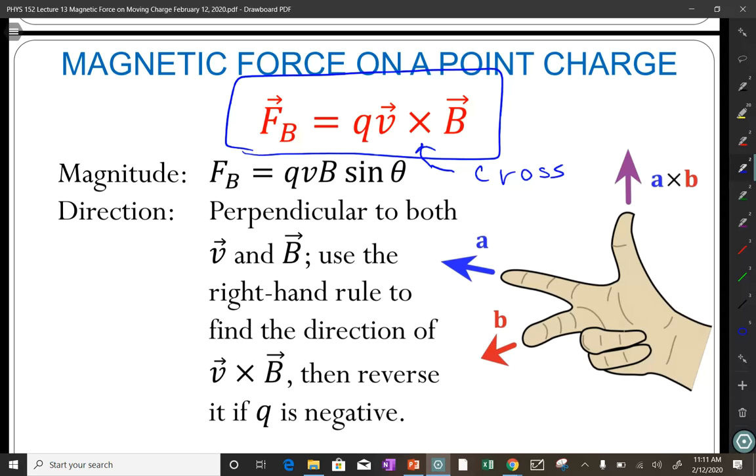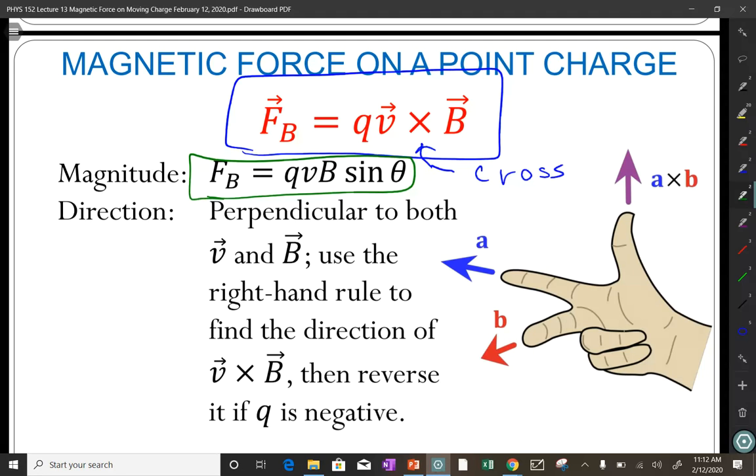There's no V. Okay, so to calculate the magnitude, and as I've been saying for everything this semester, calculate the magnitude and direction separately. With the cross product, you really have no choice. You have to do them separately. So you calculate the magnitude. The magnetic force is QVB times sine of the angle between the two vectors. So the sine of the angle between V and B.